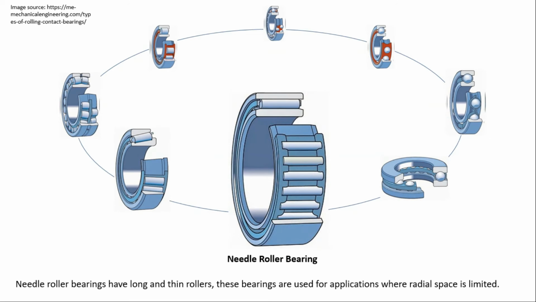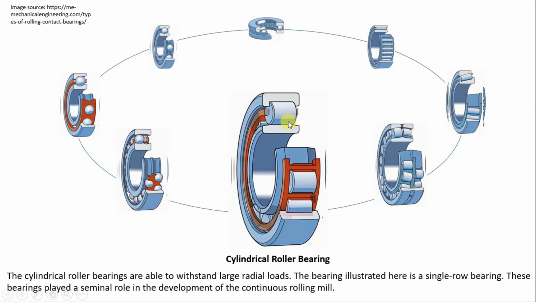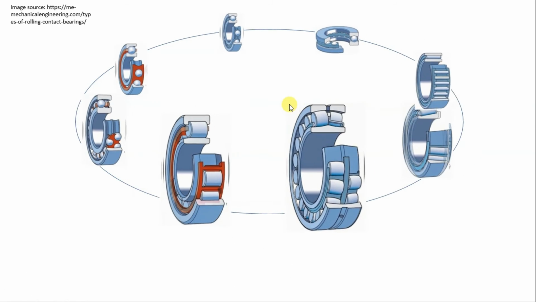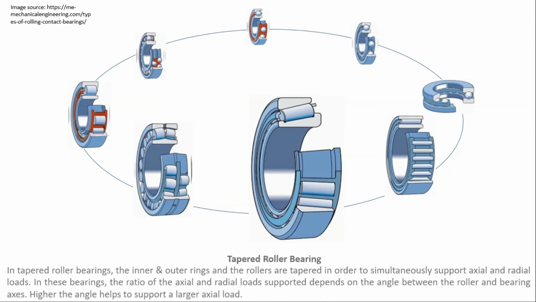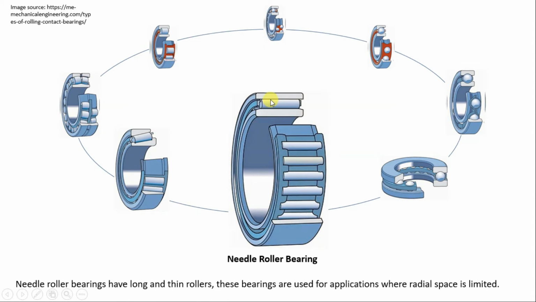Next is the needle roller bearing. In this we are changing the rolling element to a needle shaped element. If you see these rollers, these have a higher radius, while when you see the needle, the radius of this roller is smaller. That is why this shape is the same as a needle. So that is why these are called needle roller bearings.